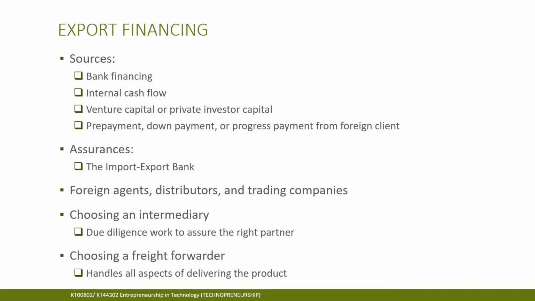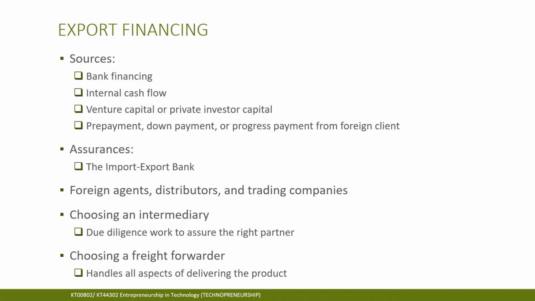Export financing. Entrepreneurs who want to export can look for capital from several sources, including bank financing, internal cash flow from the business, venture capital or private investor capital, and prepayment, down payment, or progress payments from the foreign company placing the order. A commercial bank is more interested in lending money to small exporters if they have assurance from a governmental agency such as the Export-Import Bank. This is because such a guarantee limits the risk undertaken by the commercial bank.